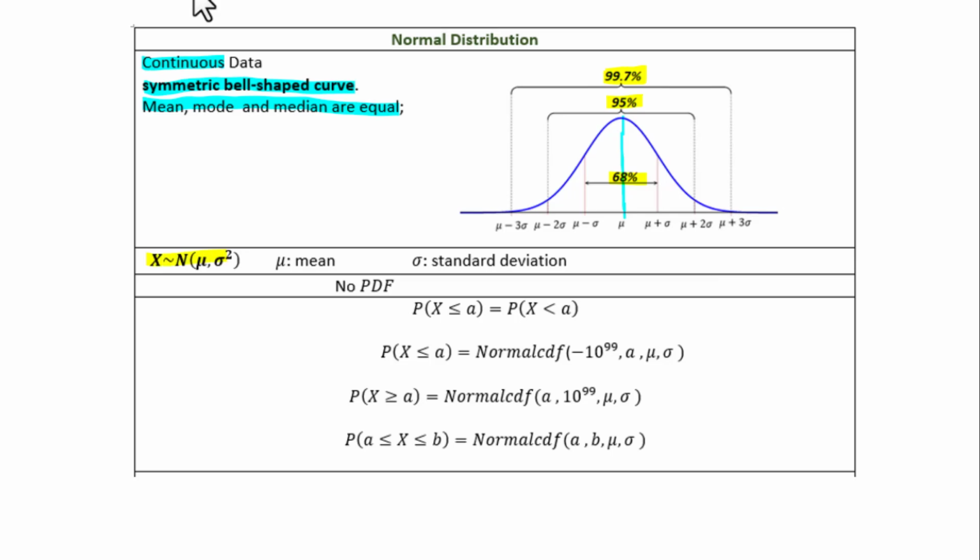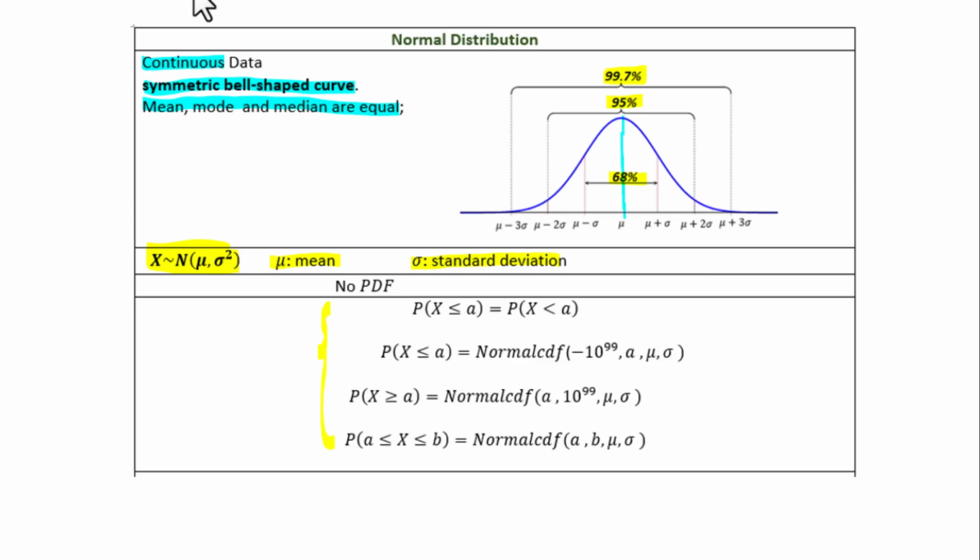X follows normal distribution. Mu is mean. Sigma is a standard deviation. Sigma squared here is the variance. PDF, because the data is continuous. We can figure out the following probability by graphing calculator.